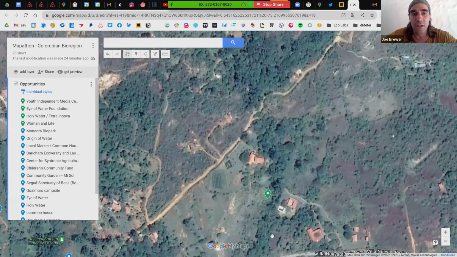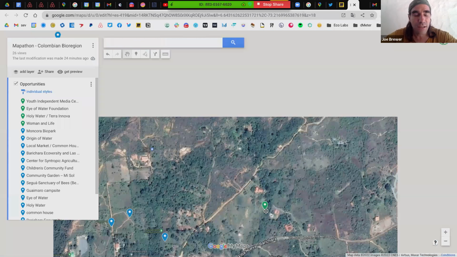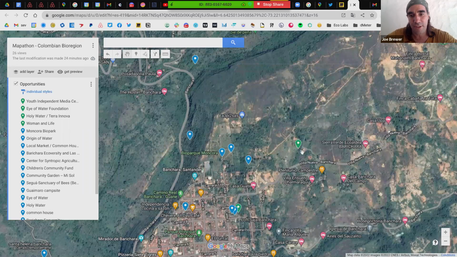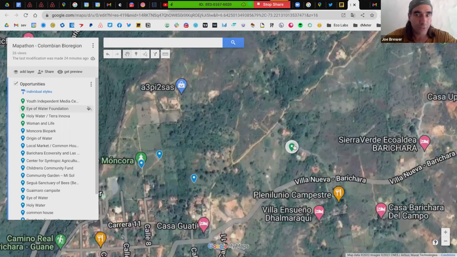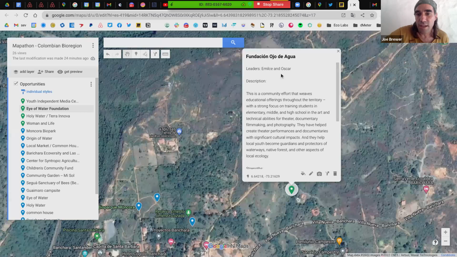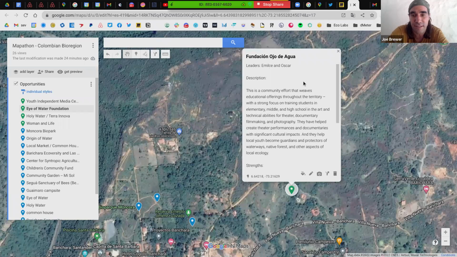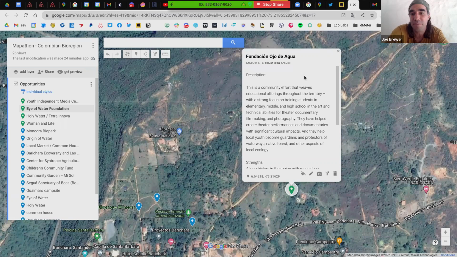So this project, Fundación Ojo de Agua, is a project led by two local people named Emilce and Oscar. Oscar was born and raised in Barichara, and his wife Emilce is from Boyacá, which is closer to Bogota. They've been working in the region for a very long time, I'd say at least 10 years, developing education programs with children to cultivate nature connection and to work on trauma healing and construction of peace, because there was a really extensive and severe 30-year period of violence here that happened roughly between the 1960s and 1990s.